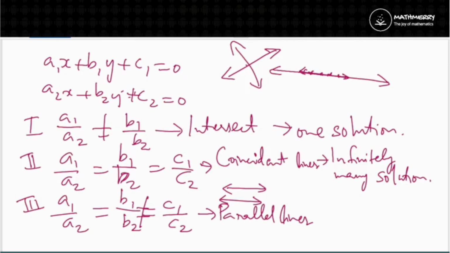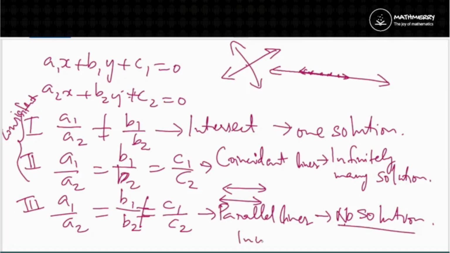So when there are parallel lines, there will be no solution. Okay, the graphs will never meet each other, so there is no solution. Now, my question is, how many of these cases are consistent and how many of them are inconsistent? So we can say that the first two cases are consistent, but in the third case there is no solution, so they are inconsistent.